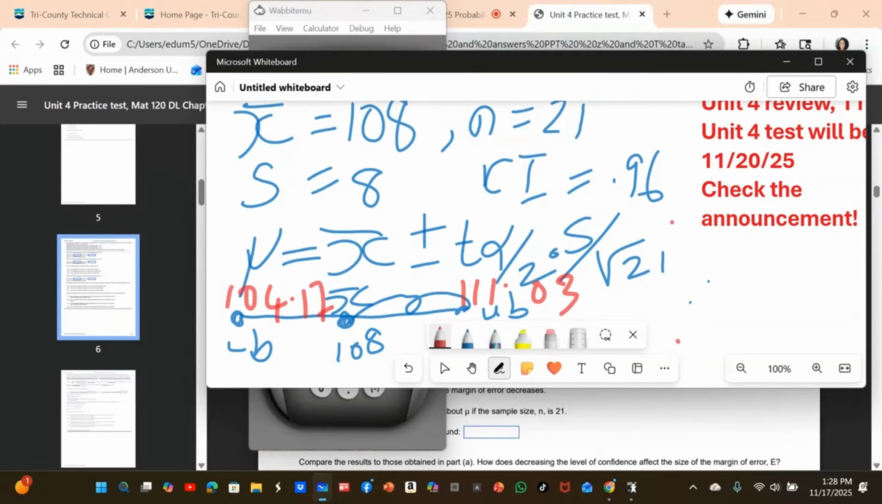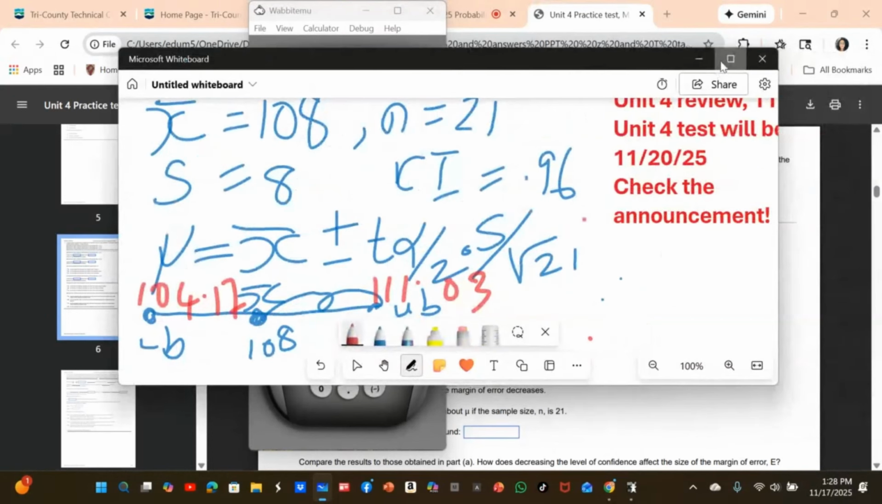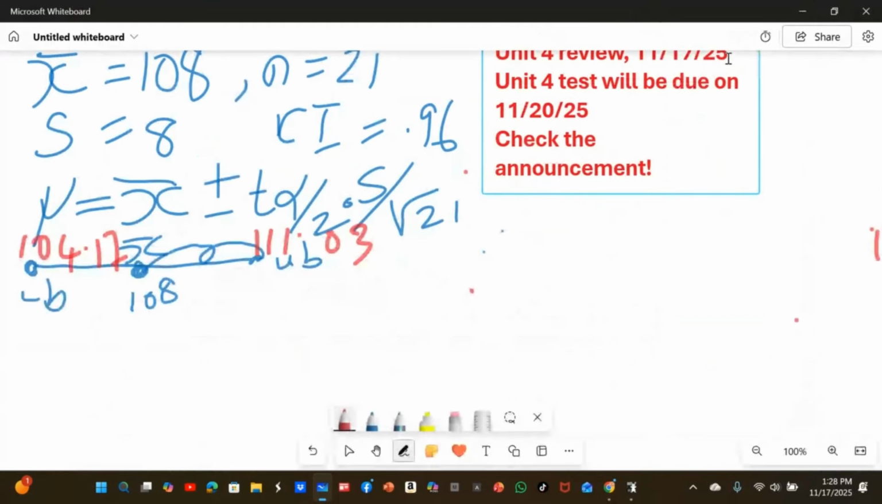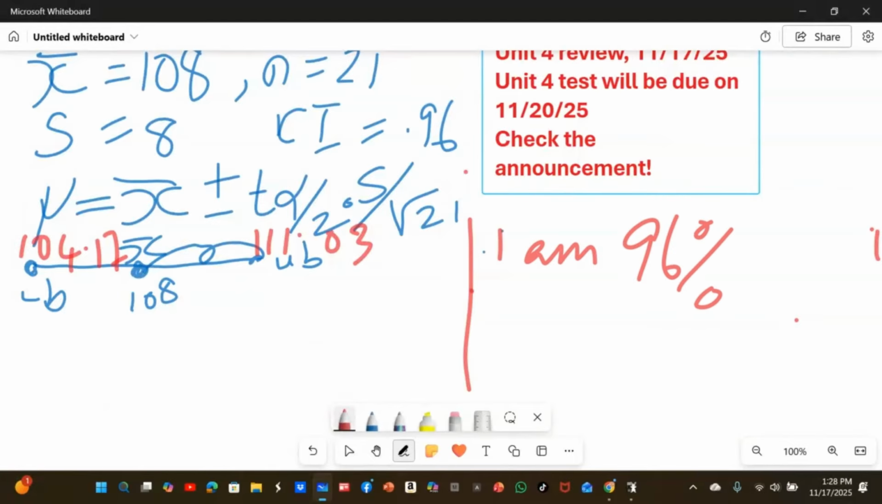At this point we can make a decision using what we are given. I don't know what the mean of the population is, but what I do know is that the mean lies between the lower bound 104.17 and the upper bound 111.83. So you can start by saying I am 96% confident. You cannot be more confident than the confidence level given to you. I'm 96% confident.